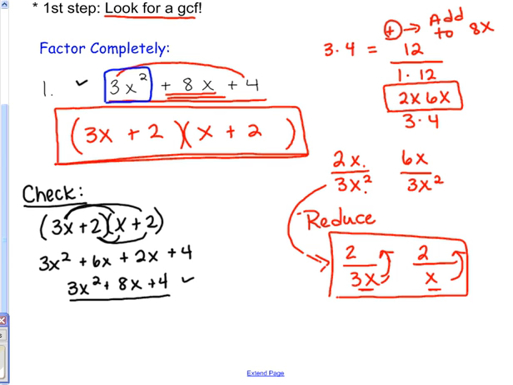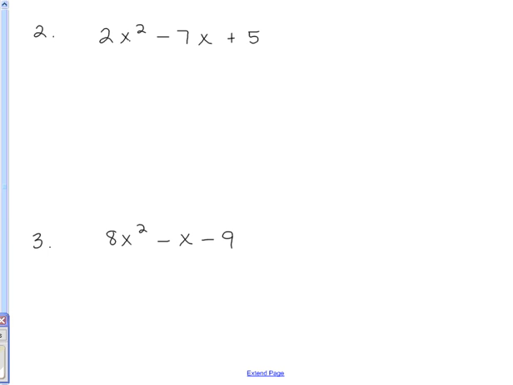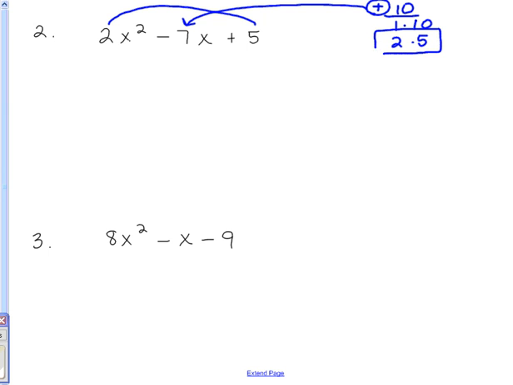Let's look at another example. Number 2, we have 2x squared minus 7x plus 5. Again, there's not a common factor. The problem's in the correct order, so I multiply 2 times 5, which is positive 10. Make a list of the factors of 10, 1 times 10 and 2 times 5. Now, if this is a positive number, then I want the two numbers that will add to give me the middle term. Well, what's going to add to be 7 would be 2 and 5, but it needs to add to be negative 7.